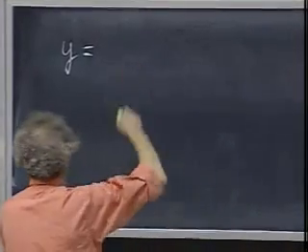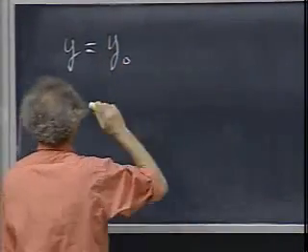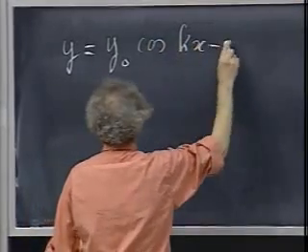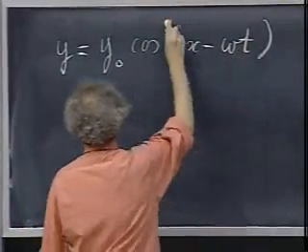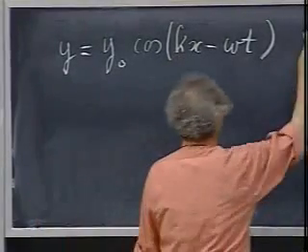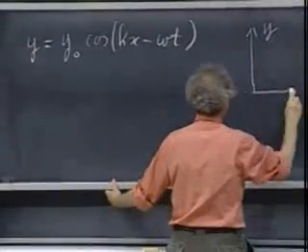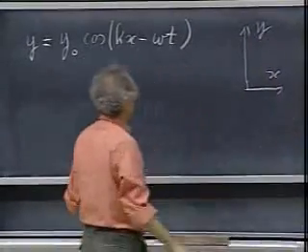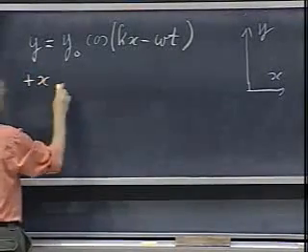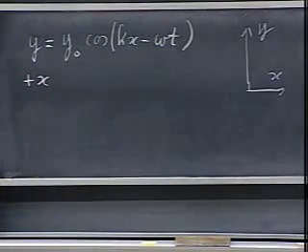I have a string that oscillates in the y direction, and let's say it propagates in the x direction: y0 cosine(kx - ωt). When I see this traveling wave, which is in the y direction and propagates in the x direction, I see immediately that it goes in the plus x direction, because I have a minus sign here that tells me plus x direction.